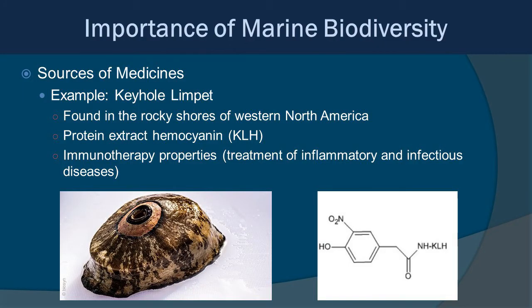Now here's an example, a keyhole limpet, which is found along the rocky shores of western North America. A protein extracted from it is called hemocyanin, and that has immunotherapy properties, essentially treatment of inflammatory and infectious diseases.